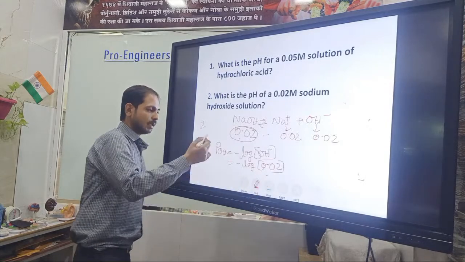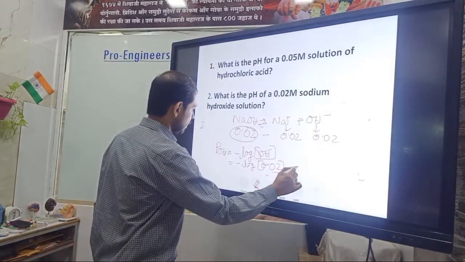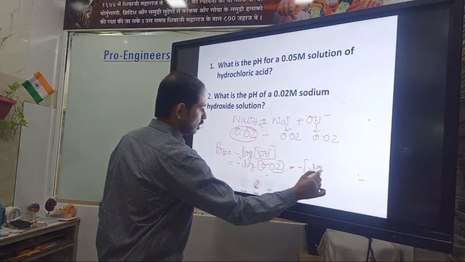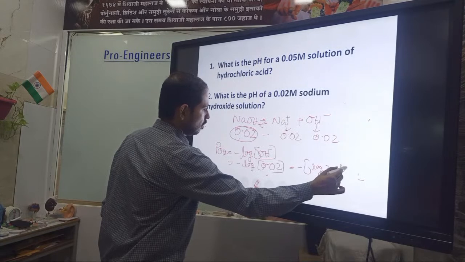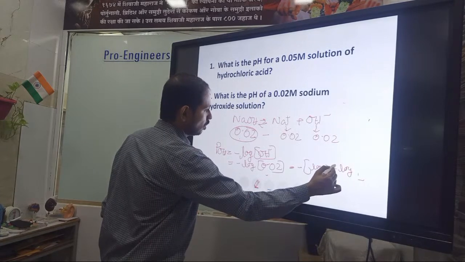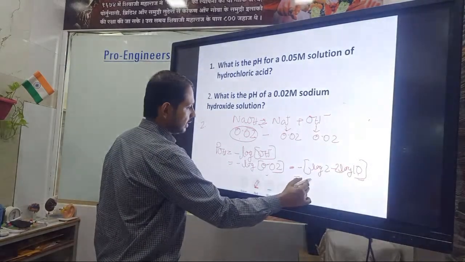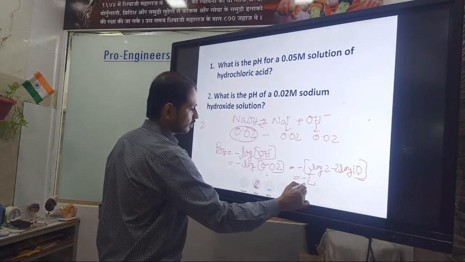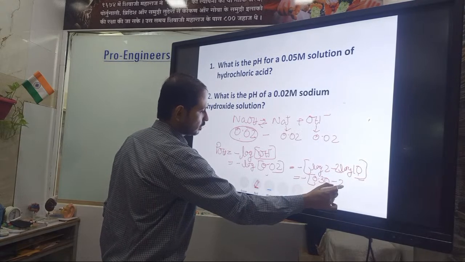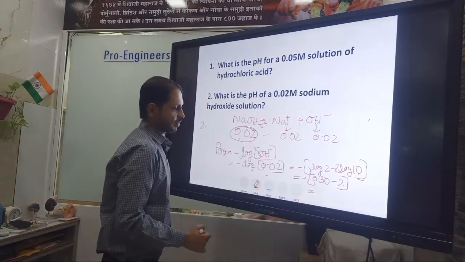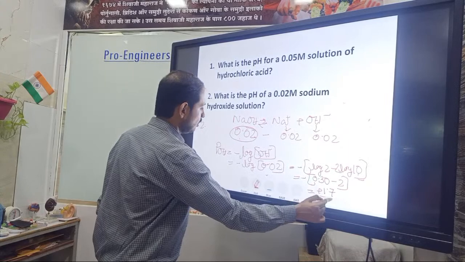Like previously, here also we will get 2/100, so similar calculation. So minus log 2 minus log 100, which means 2 log 10. So 2 log 10 means 2. Here what is the value of log 2? 0.30. Yes. Minus 2 gives 1.70. So plus 1.70 you get. So that is the value of pOH.